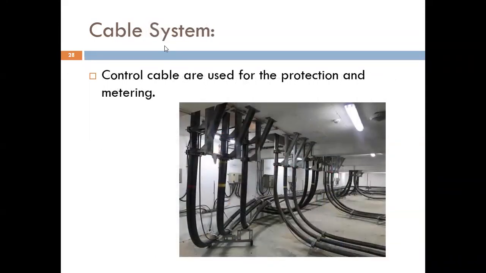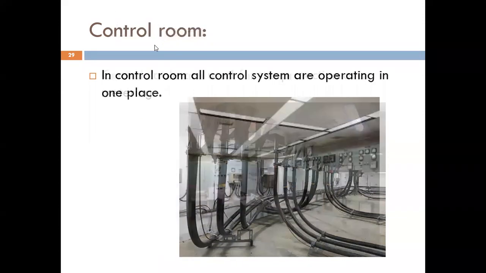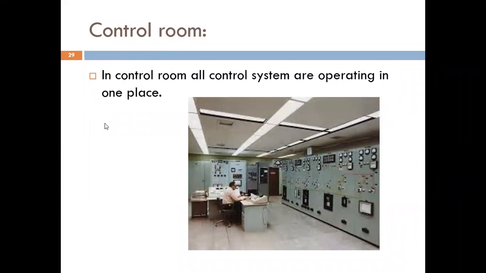Now the cable system: most of the controlling equipment and relays are connected with the control room by using control cable, and it is used for the protection and metering of all equipment used in the switch yard. Now the control room: all the control systems are operated in one place. In a switch yard, lots of equipment is placed in the primary section as well as the secondary sections, so the substation's control room is again the heart of the substation. All equipment is controlled in one place.